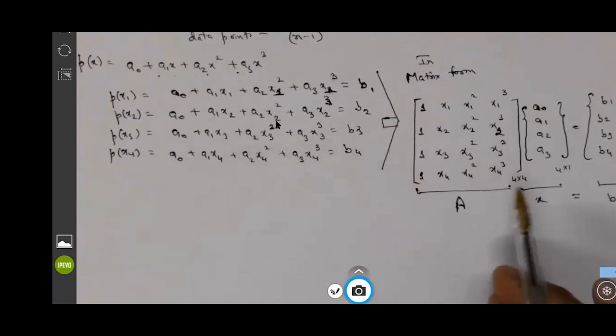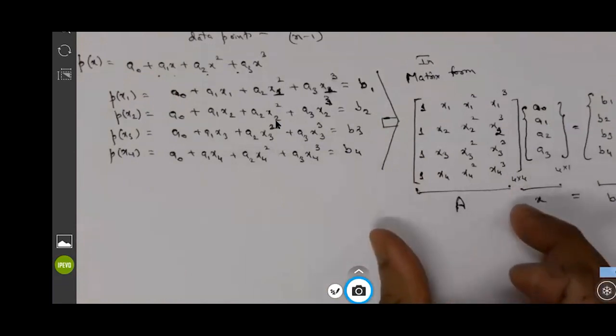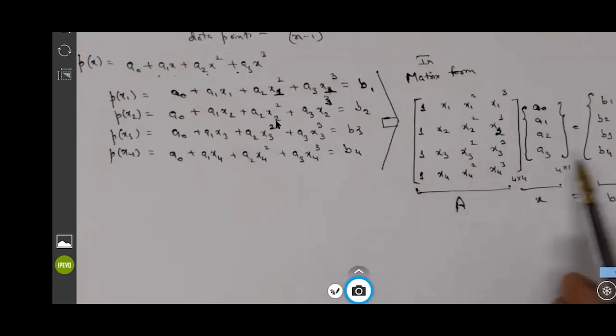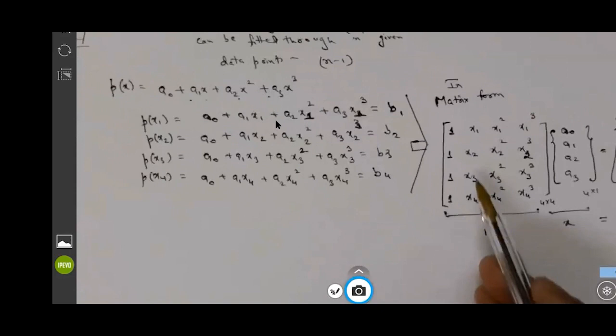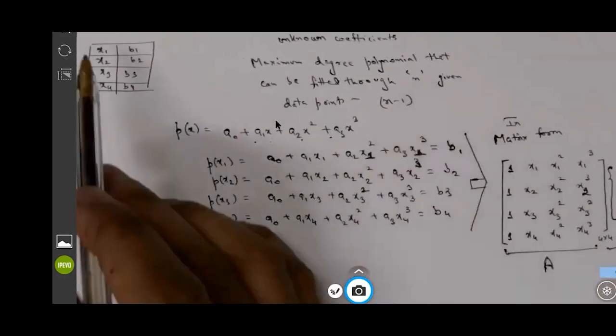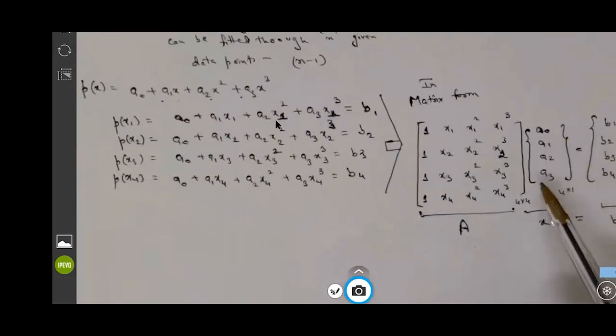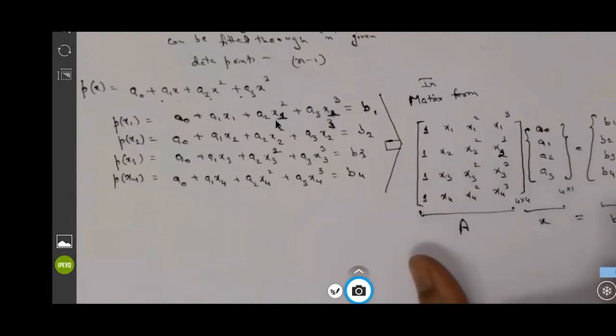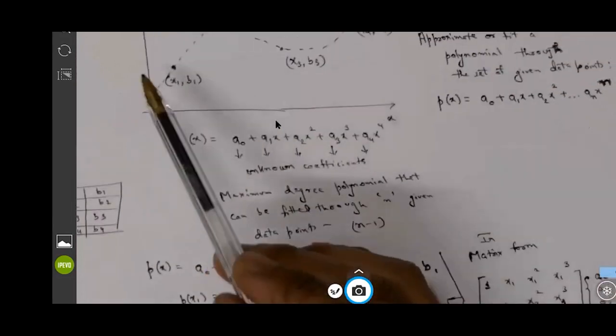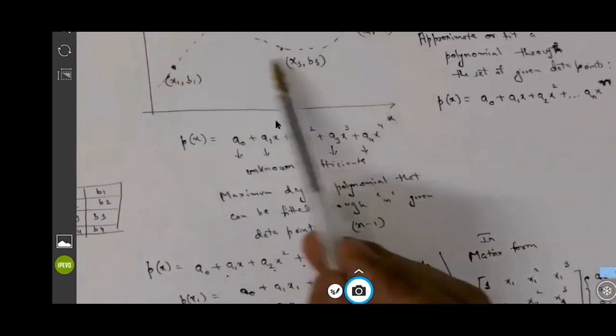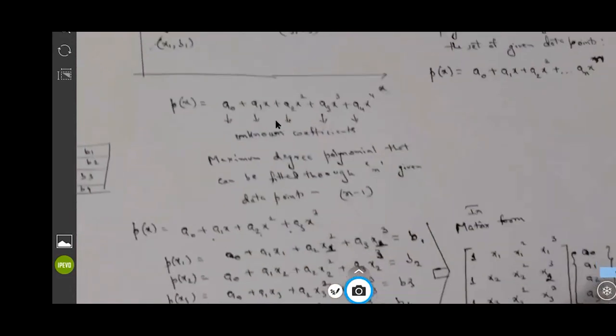So now you see this is a 4x4 system. It is a square system. It has 4 unknowns and I have got 4 equations. These are already given to you. You know what your x's and b's are, because this table of data points is already given to you. So you can solve for this using Gaussian elimination, LU decomposition, Cholesky factorization or any other method. You can find a0, a1, a2, and a3, and you will find the polynomial actually fitting all these data points exactly. Is everybody with me so far?